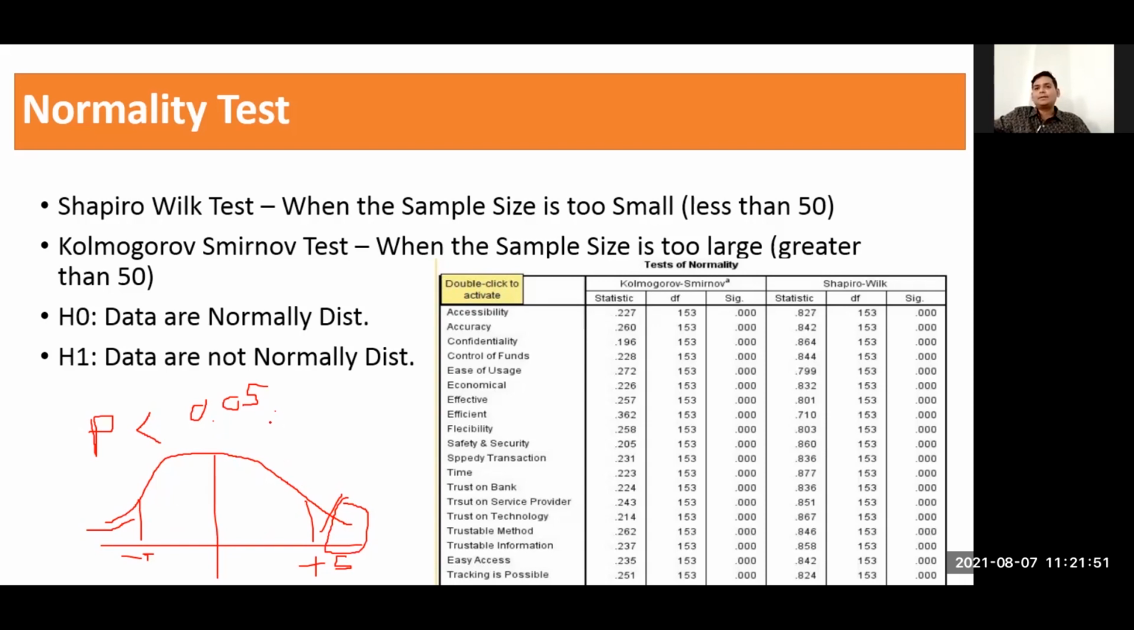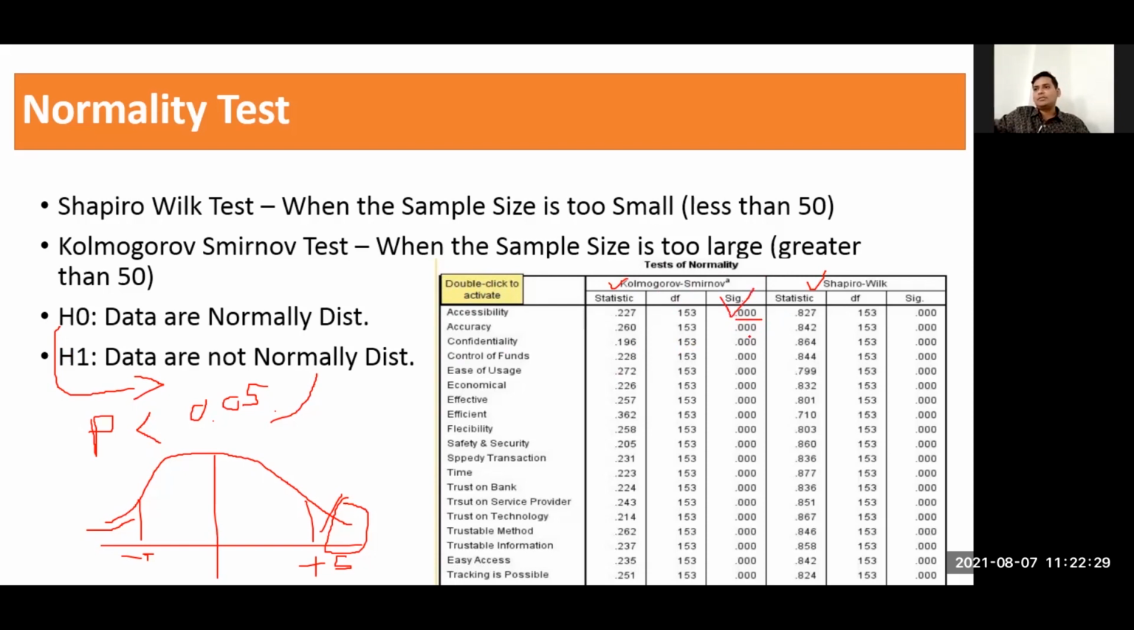And that proves that the data are not normally distributed. If it is greater than 0.05, this proves that the data are normally distributed. Based on the SPSS result, I have pasted the result over here. There are two tests given by SPSS, the Kolmogorov-Smirnov and Shapiro-Wilk tests, but our sample size is more than 50, so we have to go with this significance value.